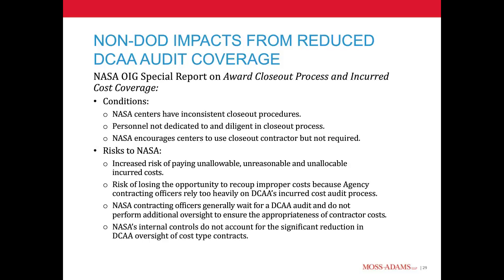We don't know if that will ever change, because they're going to be hard-pressed to get down to an 18-month backlog. NASA contracting officers generally wait for a DCAA audit, and that was mentioned in the report. Now they don't even have the option of waiting for a DCAA audit. And NASA's internal controls do not account for the significant reduction in DCAA oversight. All kind of water under the bridge now because of the change with Section 893 of the NDAA.